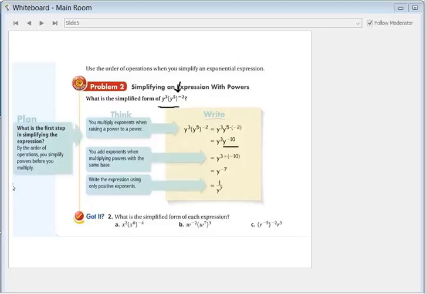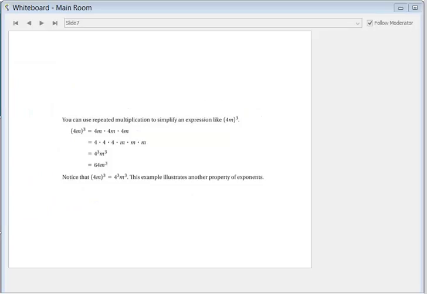Now we go back to what we learned last time, and if we're multiplying these with the same bases, we're simply going to add the exponents. So y cubed times y to the negative 10th is simply y to the negative 7th, and we know from what we did last week that we can't end up with that negative exponent, so we're going to move it to the bottom. Again, there are some other ones for you to practice on here with the answers.